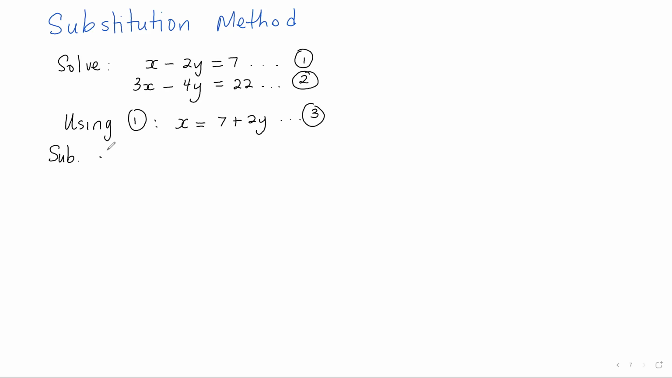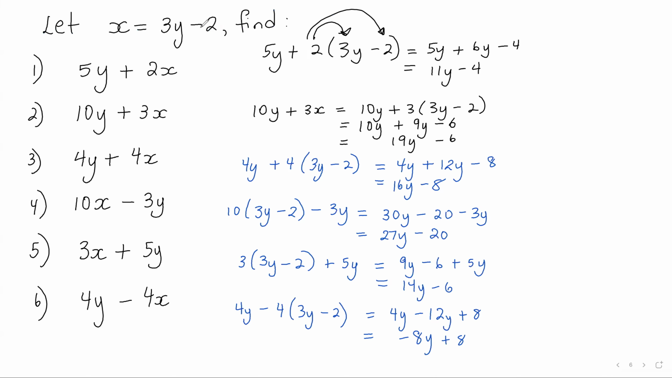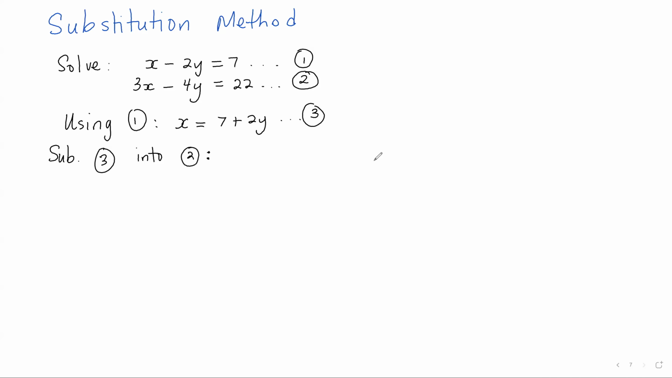Now I'm going to substitute equation 3. You must substitute it into the other equation, not the one that was used to get the substitution. You see how I used equation 1 to get x is equal to 7 plus 2y? I need to use equation 2 now. So I'll substitute x is equal to 7 plus 2y into equation 2. How I substituted it into the expression earlier is exactly what I am going to do here, except I'm substituting it into the other equation.